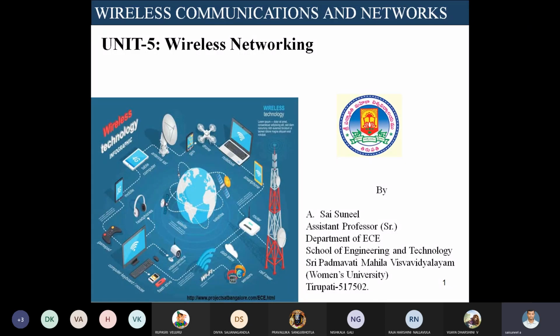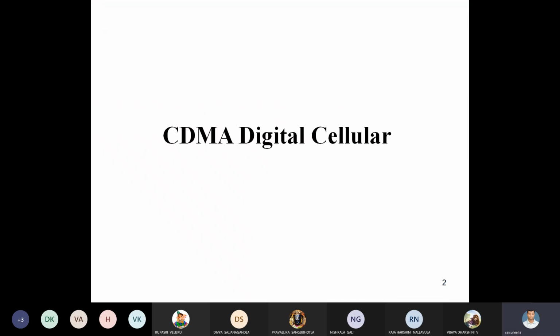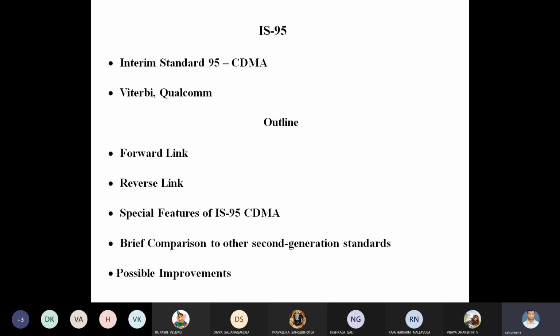Right, welcome to the other session on wireless communication networks, Unit 5, that is wireless networking. Today's topic is CDMA digital cellular. This is the technology other than GSM. Instead of a SIM card, we are using coding directly. By using coding, the particular mobile phones are allocated to the particular subscribers. Let's move to the CDMA digital cellular technology.